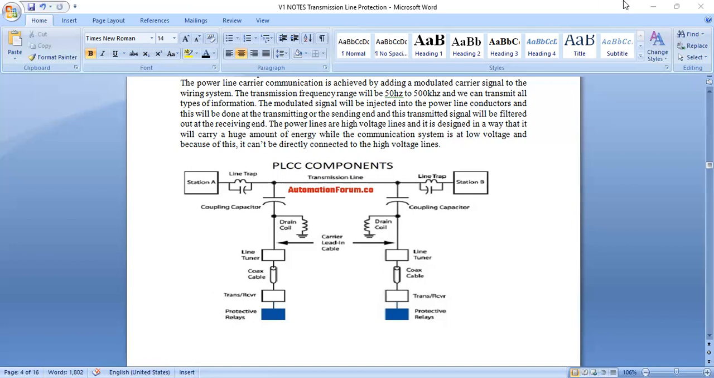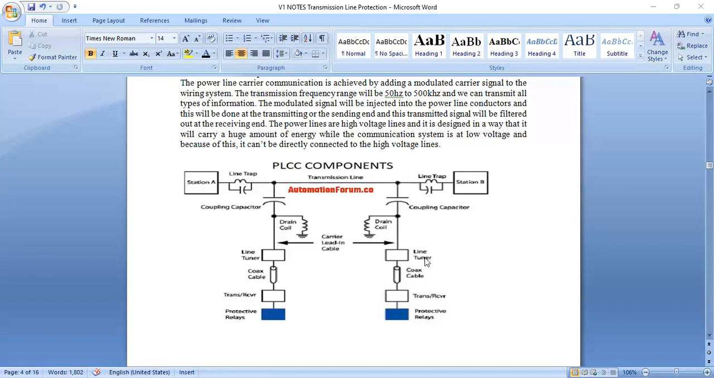Similarly, in between the two transmission lines, two things are connected: the coupling capacitor and the line trap. So for the PLCC components, there are two main important pieces of equipment: first the coupling capacitor, then the line trap circuit. What is the meaning of the line trap and the coupling capacitor?